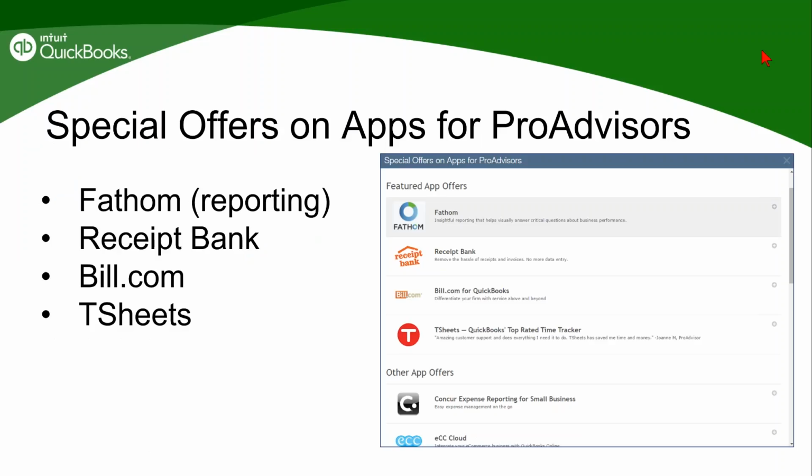So let's talk about some of the apps that have special offers if you're a ProAdvisor. A lot of the apps do have special offers for ProAdvisors, but these four in particular have partnered with Intuit to have specials for ProAdvisors. Fathom, which is a reporting app, is relatively new here in the U.S., but Fathom has been around down in Australia and New Zealand for several years now. Receipt Bank. So Receipt Bank is really cool. It also has been around for a while, but just recently in the U.S. Well, not just recently, but it's been longer in other countries.